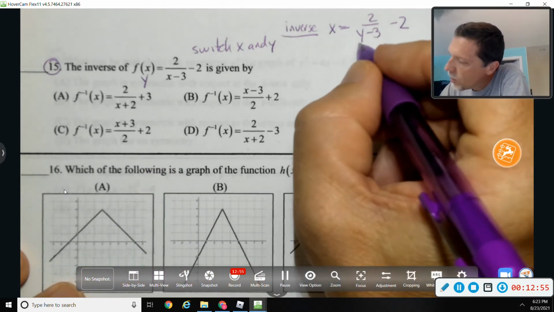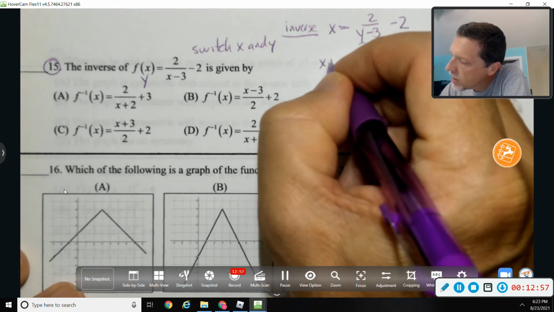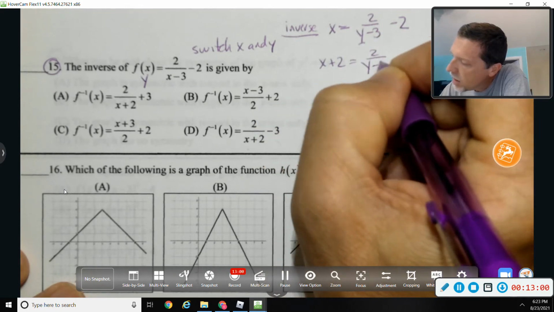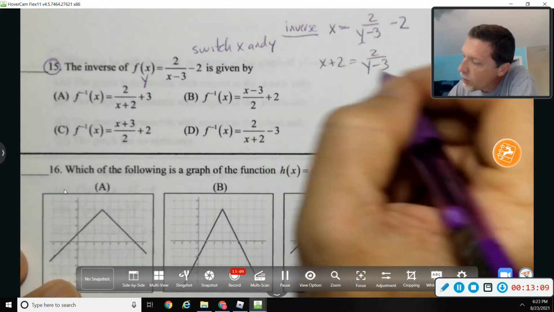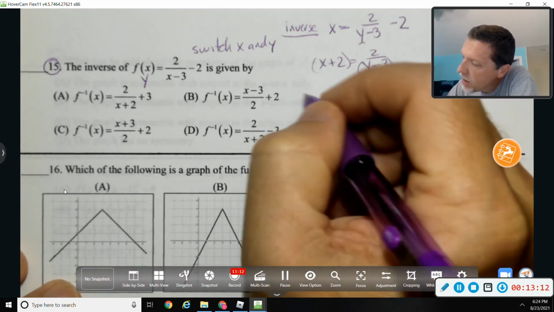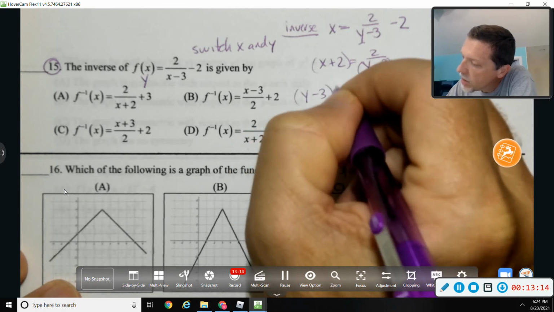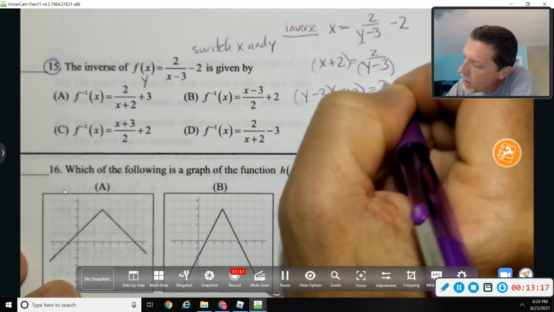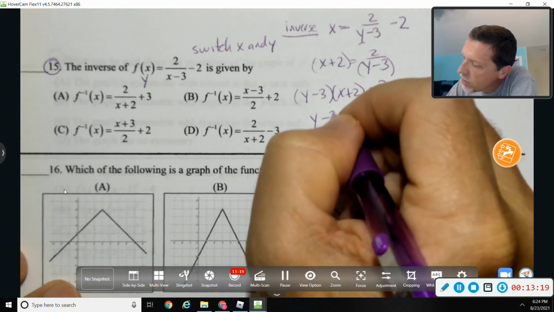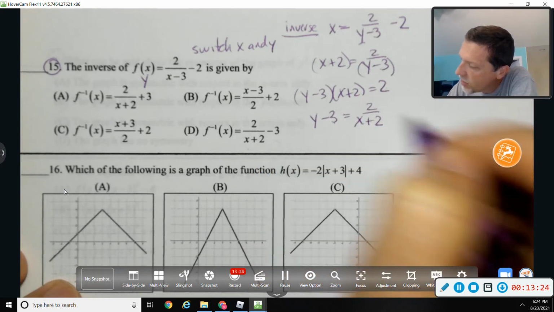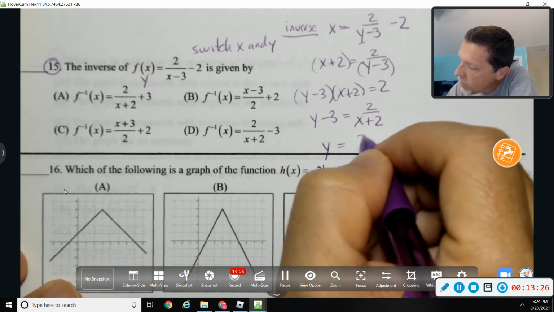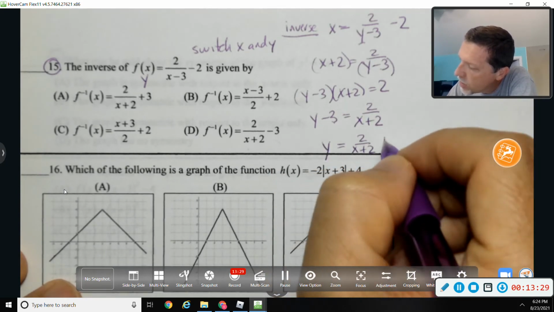So I'm trying to get y by itself. Let's add the 2 over. And then what can we do? We could flip both sides. We could multiply both sides by y minus 3. That might be the easiest thing to do. And then divide by x plus 2. And I'm trying to rearrange things so that I get y by itself. I'm almost there. So y equals 2 over x plus 2 plus 3.